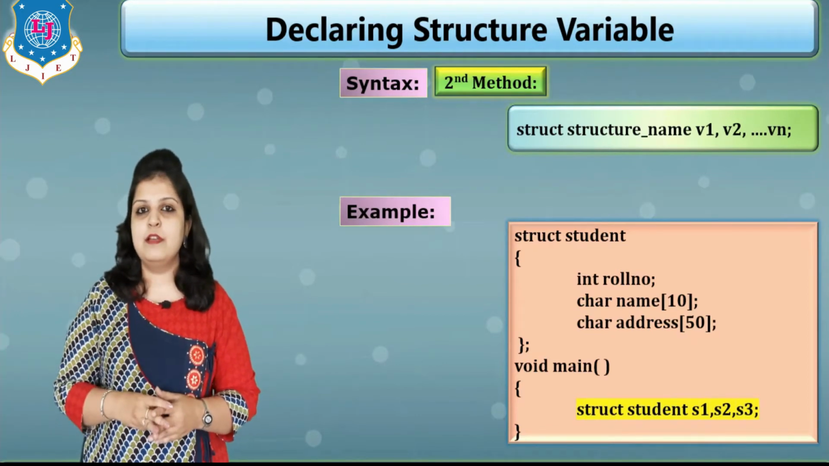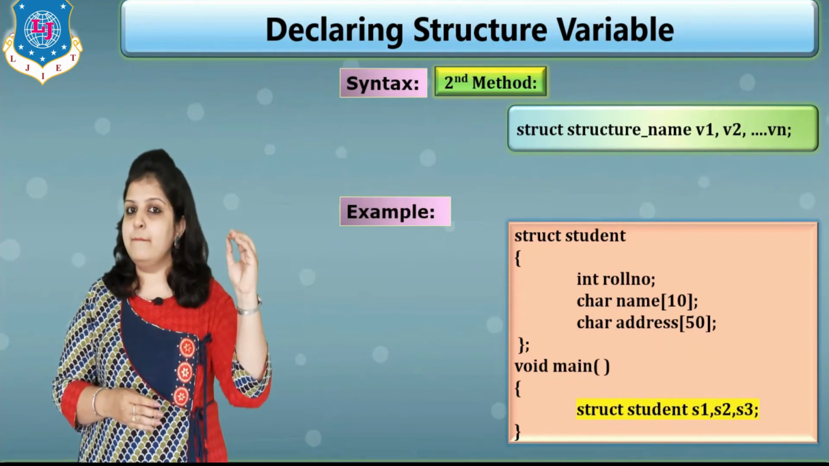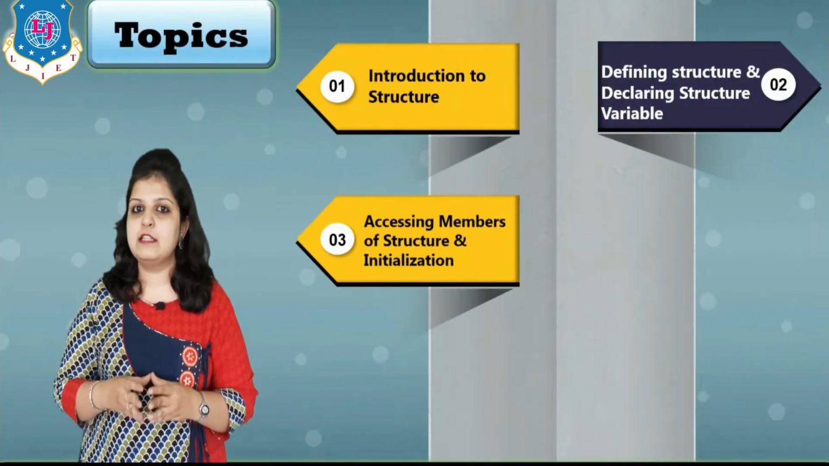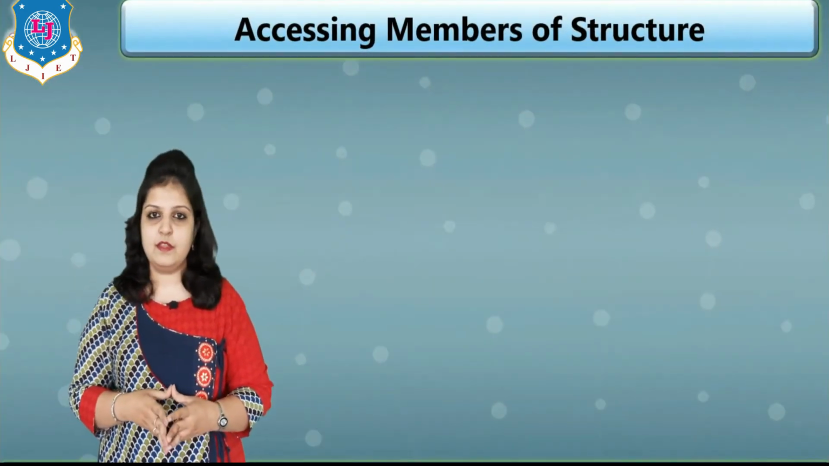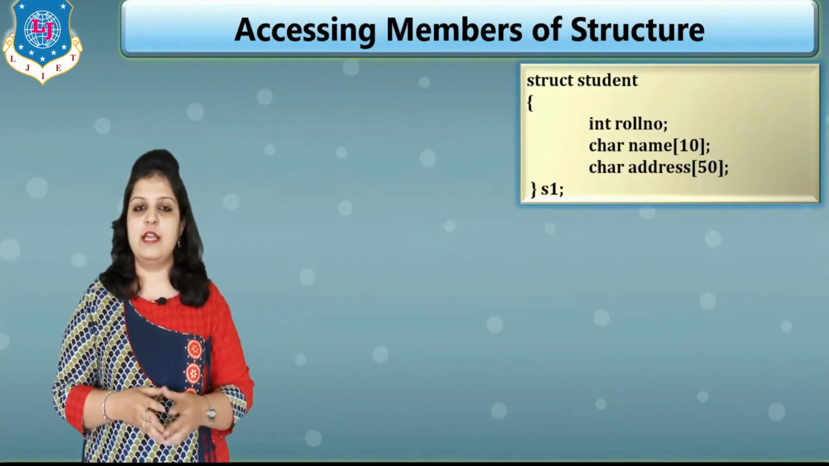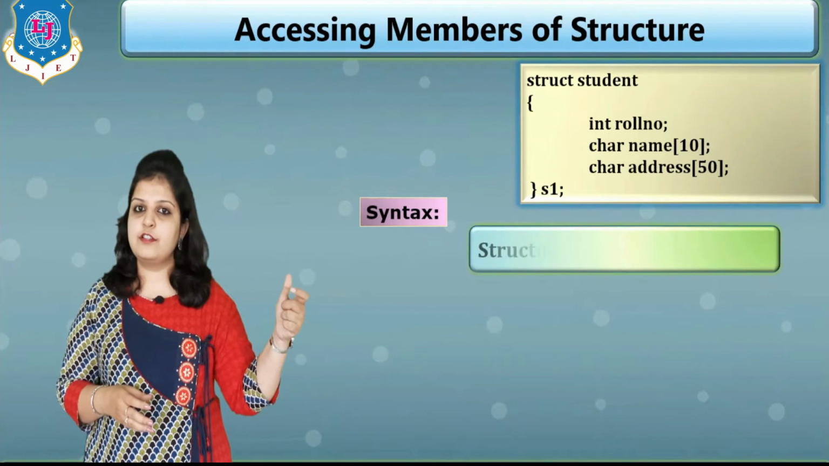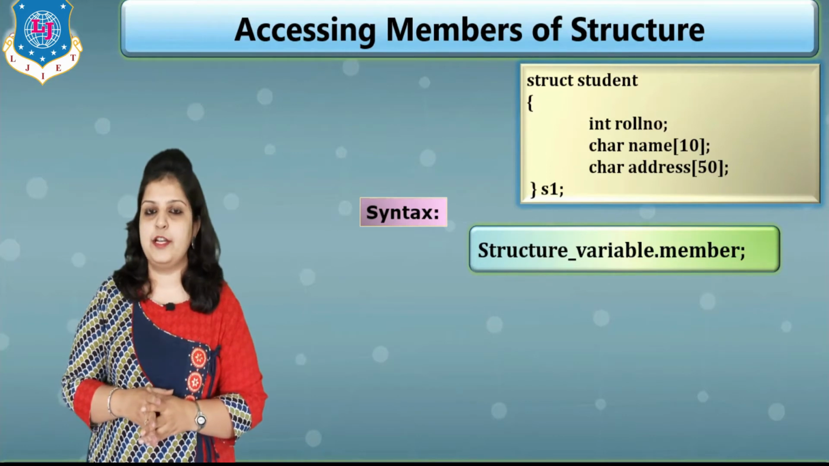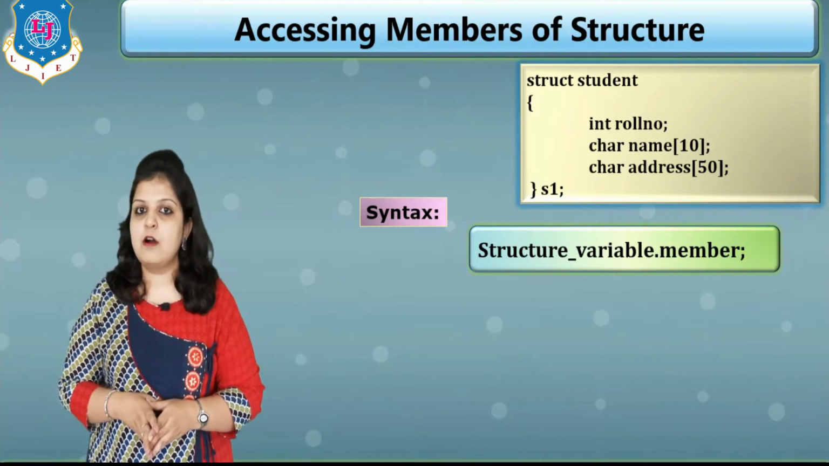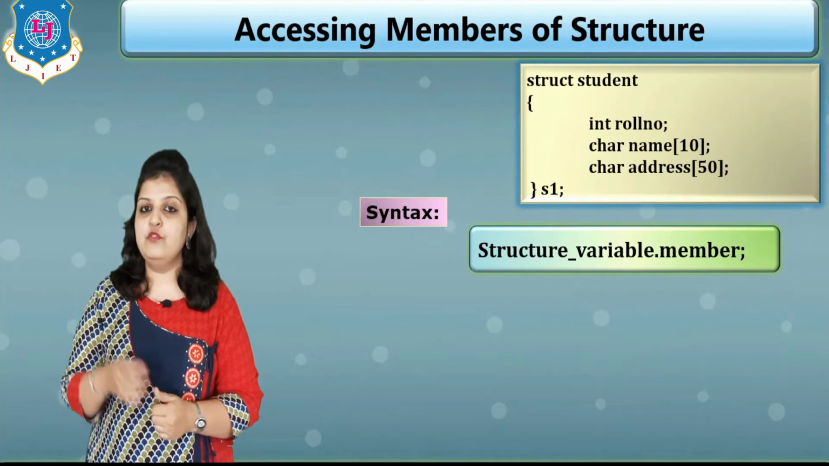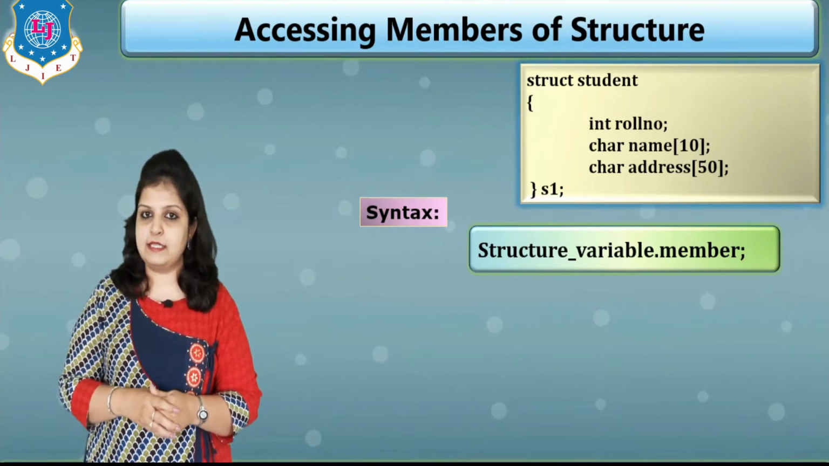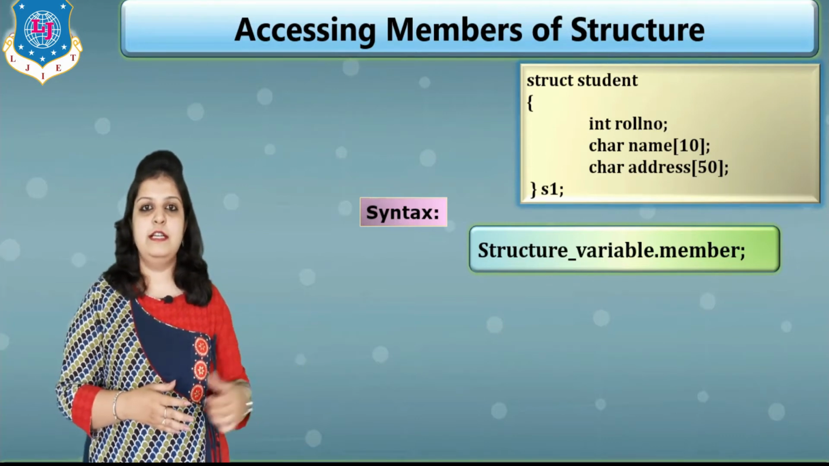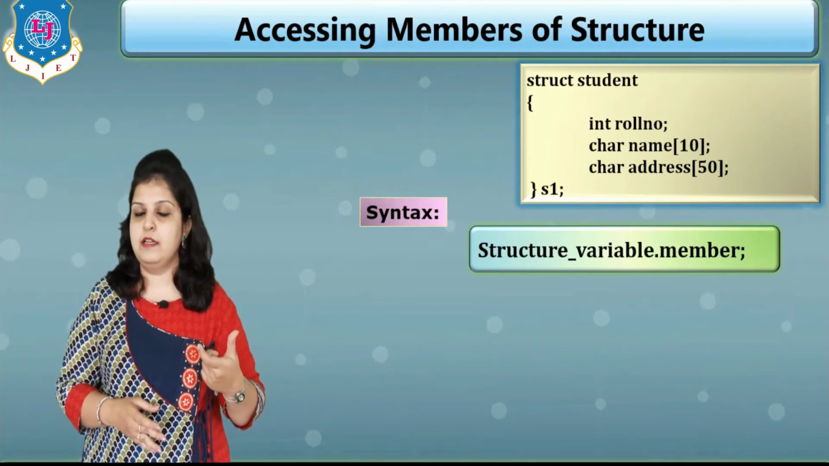Now our third step is to access the members of our structure in the main function. So how can we access the structure members? Let's first see the syntax. Here you can see our whole structure of student, then our three members are present here, roll number, name and address, and our structure variable is also present, that is S1. Now using the dot operator we can access the members of our structure.